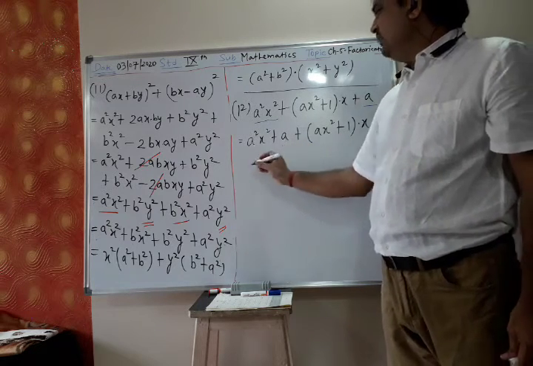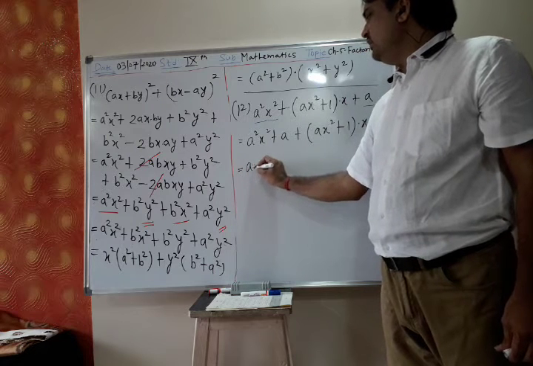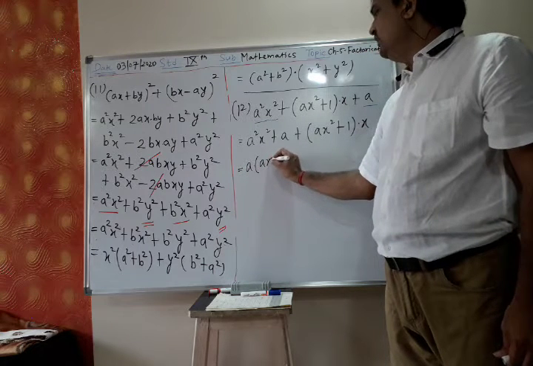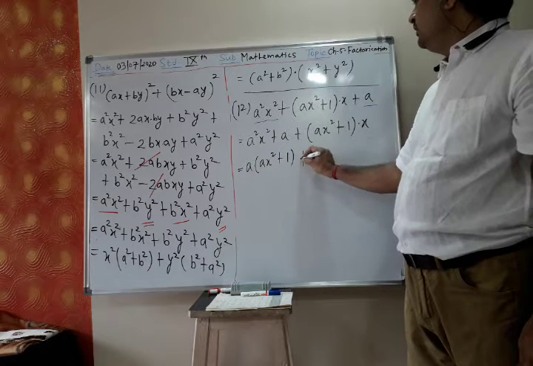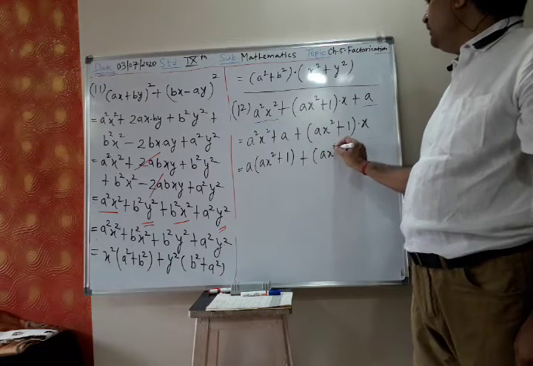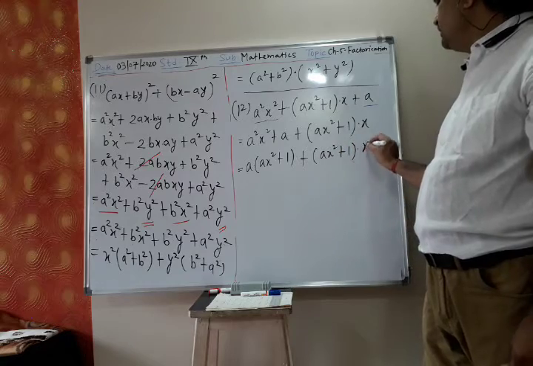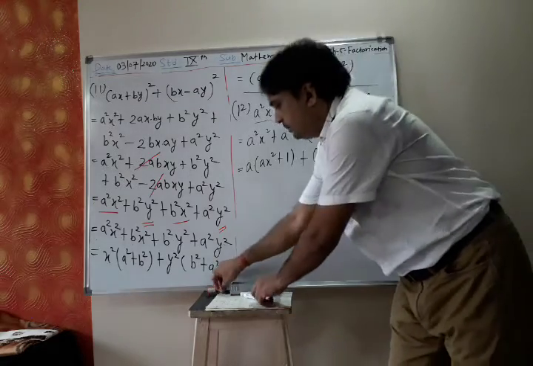First and second, what is common? A is common. Then it is ax square plus 1, ax square plus 1 plus ax square plus 1 into x. Now ax square plus 1 is common.